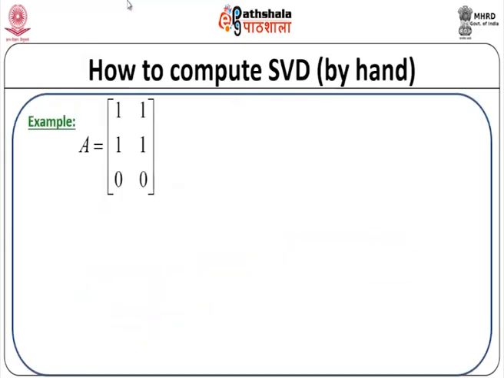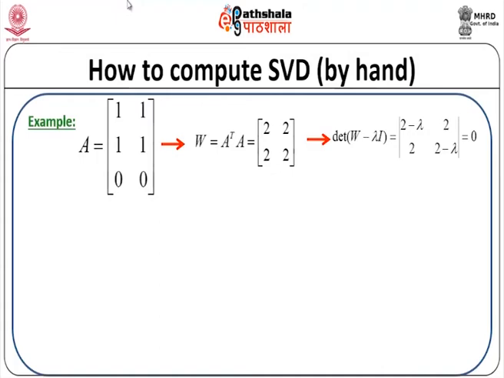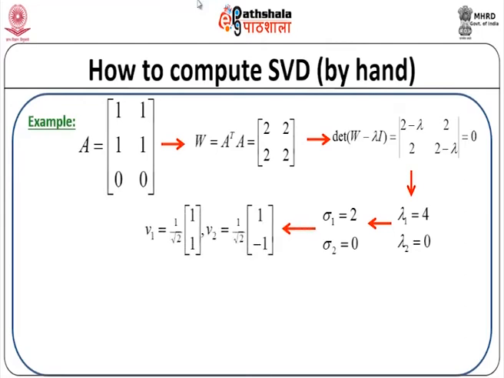So, how to compute by hand? Now, let us assume we are given a matrix. This matrix is a 3 by 2 matrix. So, you can write W equal to A transpose A, which gives you [2 2; 2 2]. I am not doing the calculation. The determinant of W minus lambda I is given as (2 minus lambda) times (2 minus lambda) minus 4, equal to 0. With this I can find the lambdas: lambda 1 is 4 and lambda 2 is 0. From this I can find the sigma values, which are the square roots, that is 2 and 0. Given this, I can now write V1 equal to 1 by root 2 of (1, 1) and V2 equal to 1 by root 2 of (1, minus 1).